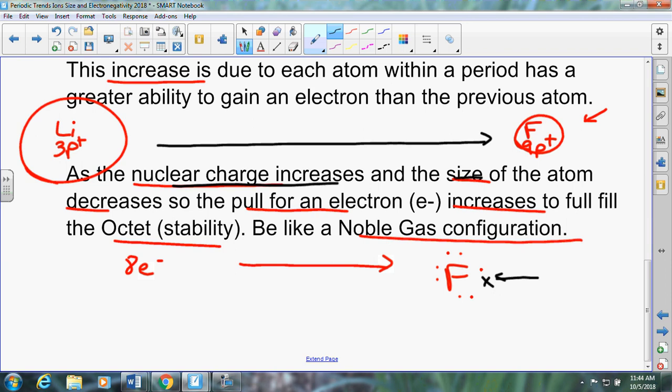A little messy, but hopefully you made sense of that. If not, back it up, rewind it. It's pretty important that you understand it.